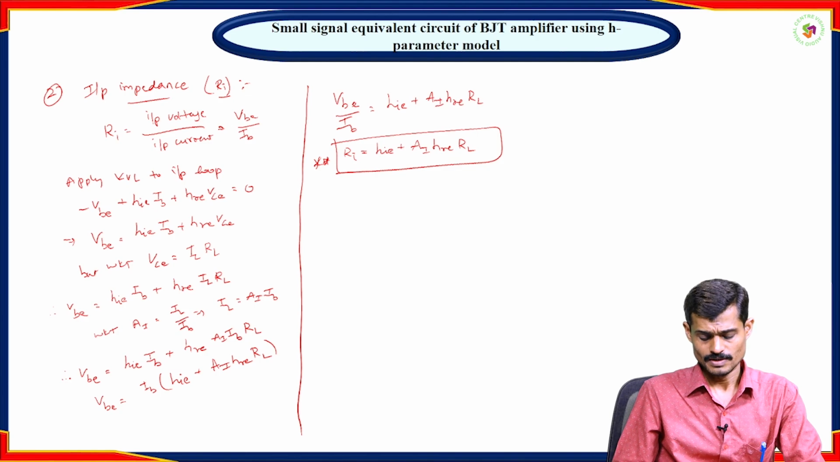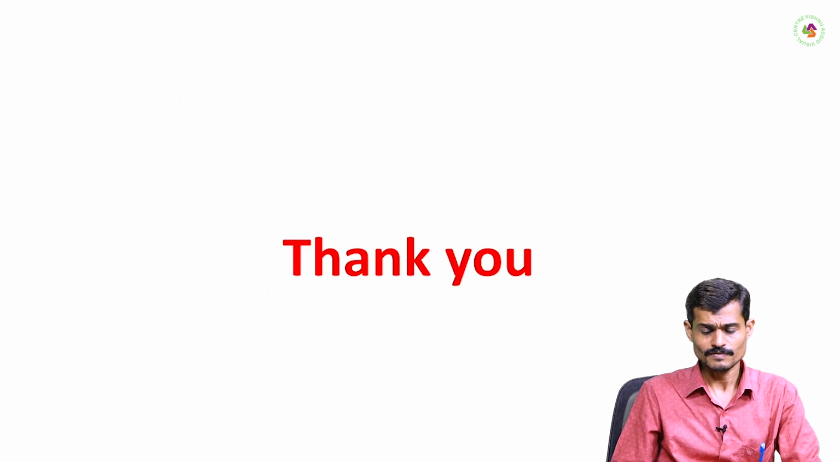So this is for today's class. In the next class, we will see the other 2 parameters, and the CB amplifier and CC amplifier, and how the formulas will change for them.